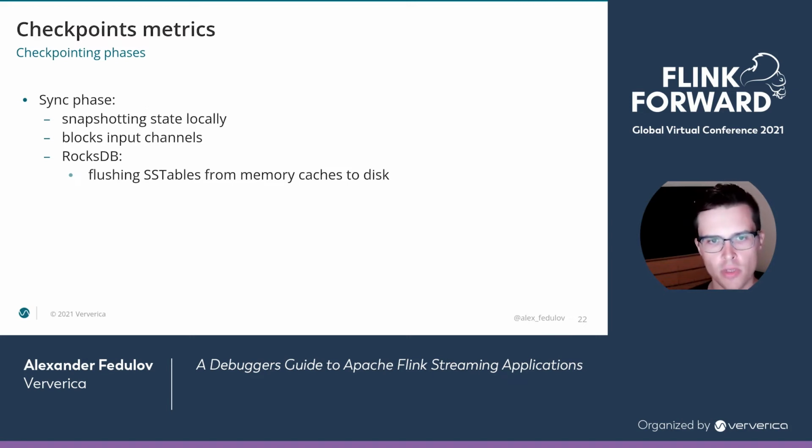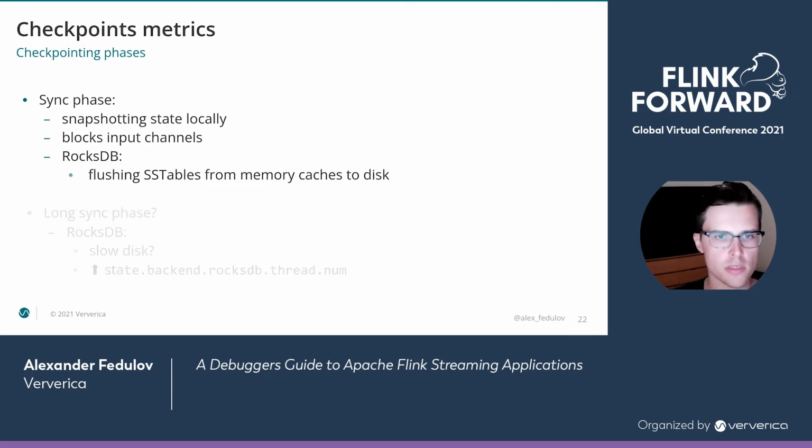For the hash map state backend, this phase is usually very quick. It's just an efficient operation on the multi-version concurrency control data structure that is backing the hash map state backend. Whereas for RocksDB, this stage involves flushing data structures from memory caches to disk. Everything has to be materialized on disk for further copying.